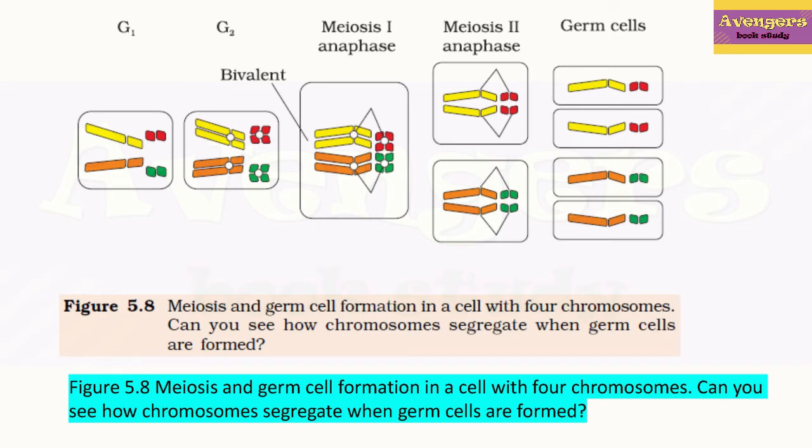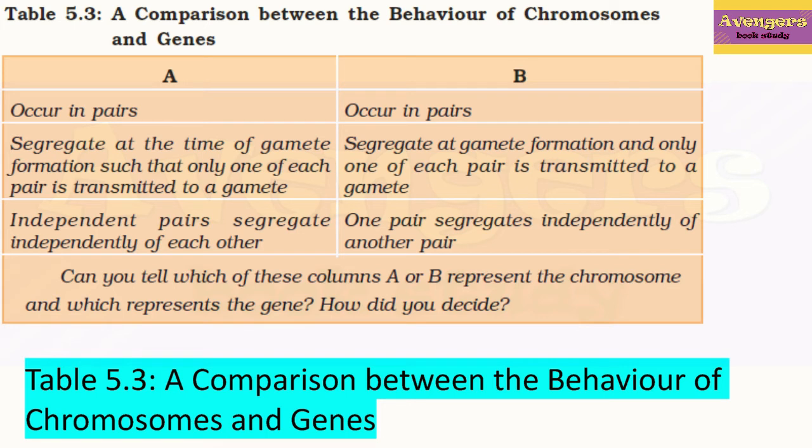Figure 5.8: Meiosis and germ cell formation in a cell with 4 chromosomes. Can you see how chromosomes segregate when germ cells are formed? Table 5.3: A comparison between the behavior of chromosomes and genes.